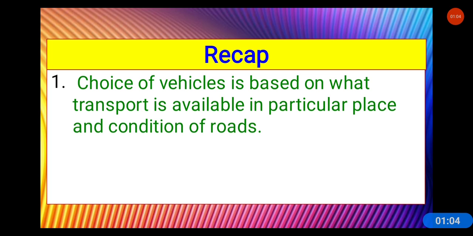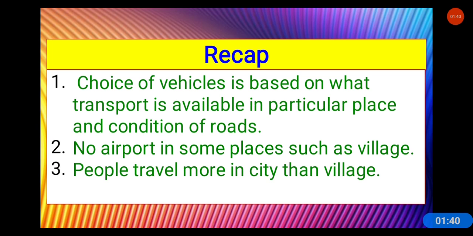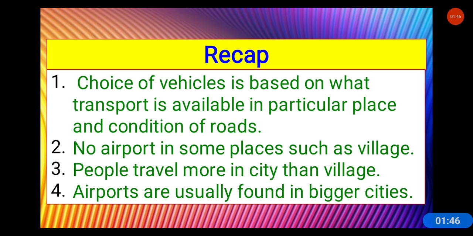What we have learned in the previous lesson plan, just see a few points from that. Choice of vehicles is mainly based on what transport is available in a particular place, and it also depends upon the condition of roads. No airports are found in some places such as in a village or in a small town, right? So that is why we cannot travel directly to our village or town by aeroplane. People travel more in cities compared to villages. Airports are usually found in bigger cities.